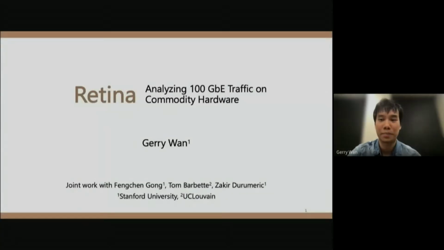Hi, everyone. My name is Jerry Won, and I'll be introducing Retina, a new framework for analyzing 100 gig traffic on commodity hardware. This was joint work with Fengchen Gong, Tom Barbet, and Zakir Durmirich out of Stanford University and UC Louvain.